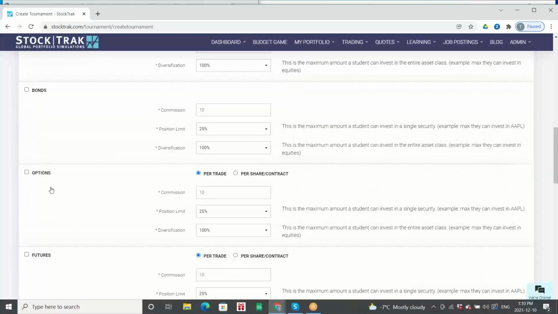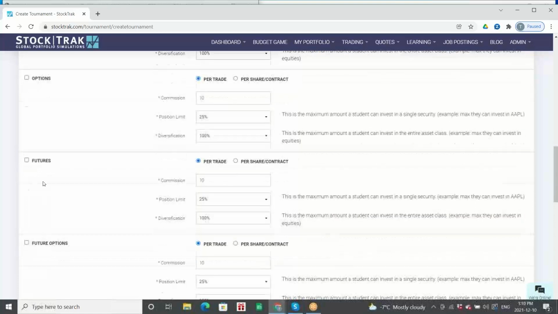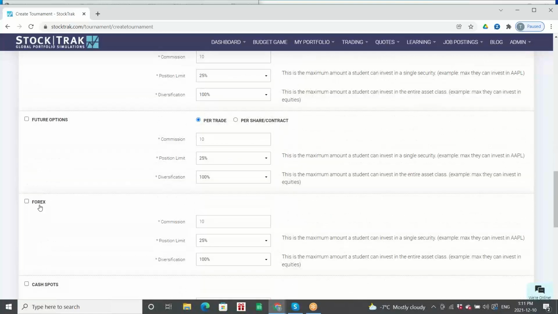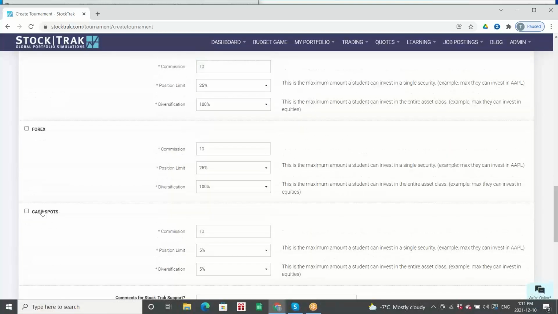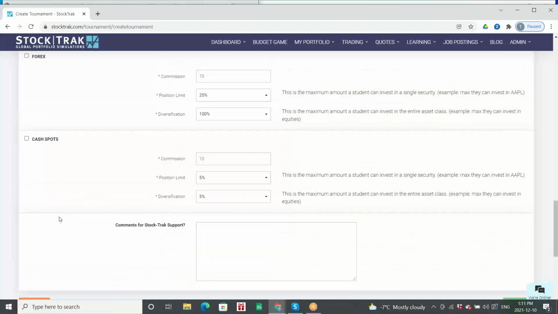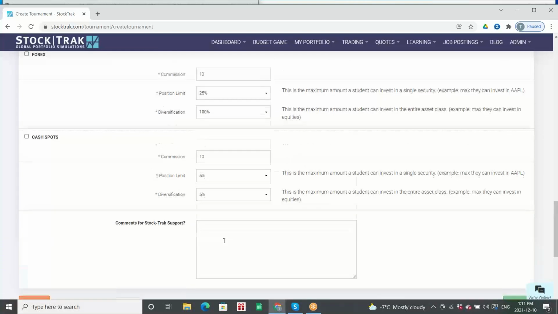So mutual funds, bonds, we offer options, futures, future options. We offer Forex trading. And we also have cash spots, which are, you know, buying oil contracts for sale right away, buying gold spot, buying different currencies on the open market. And if you do have any comments for us, you can put the comments here.